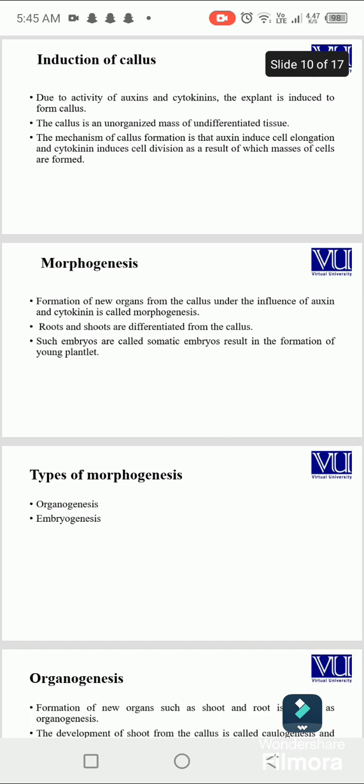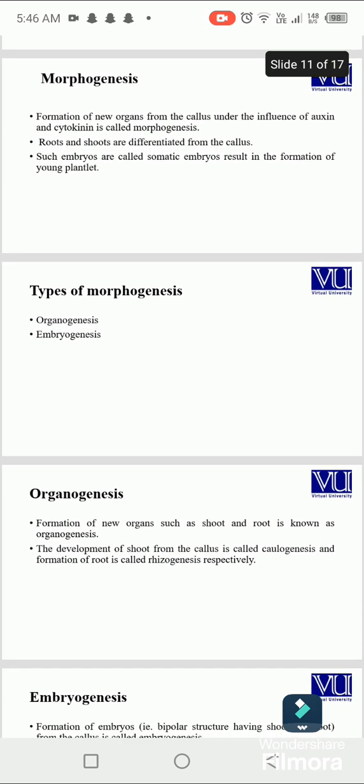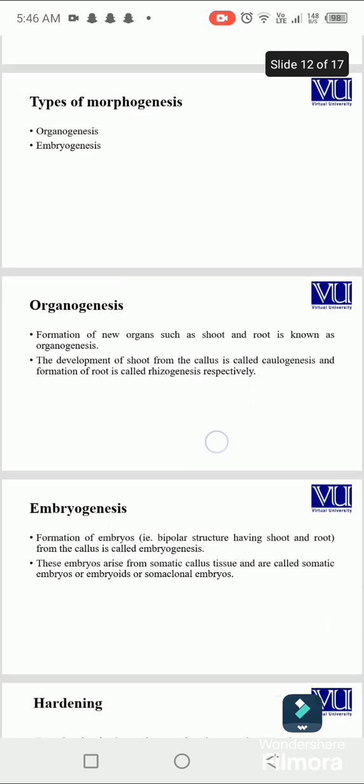Morphogenesis. The formation of new organs from the callus under the influence of auxin and cytokinin is called morphogenesis. Roots and shoots are differentiated from the callus. Such embryos are called somatic embryos, and result in the formation of a young plantlet. Types of morphogenesis: organogenesis and embryogenesis.